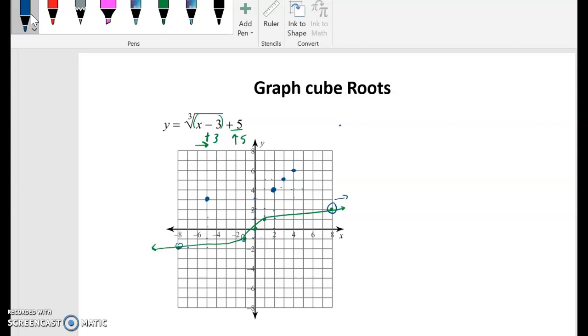So now I have a curve that looks like this. Everything has been moved up 5 units and right 3 units. And of course it doesn't matter whether you go right 3 first and then up 5, or if you go up 5 and then right 3. Hope this helps.